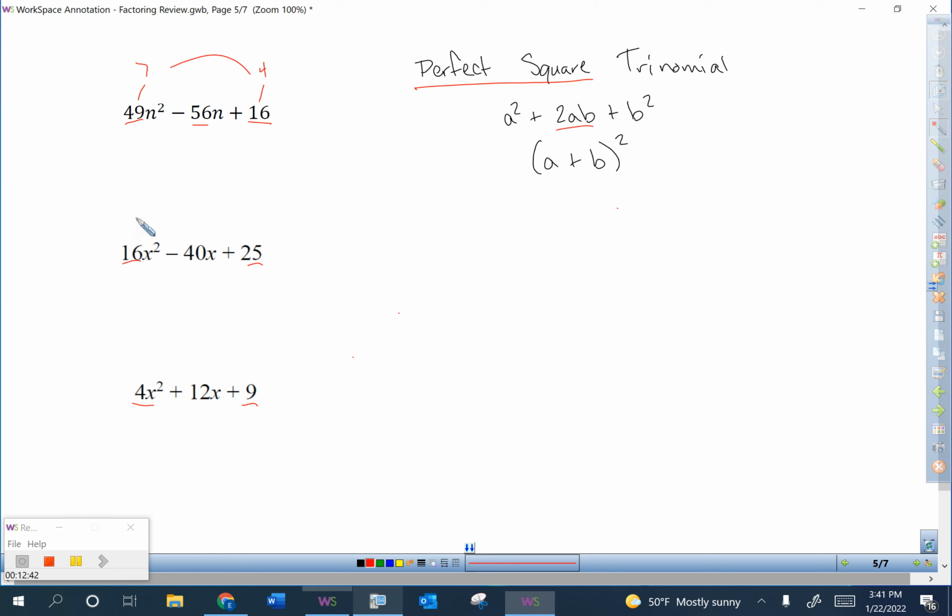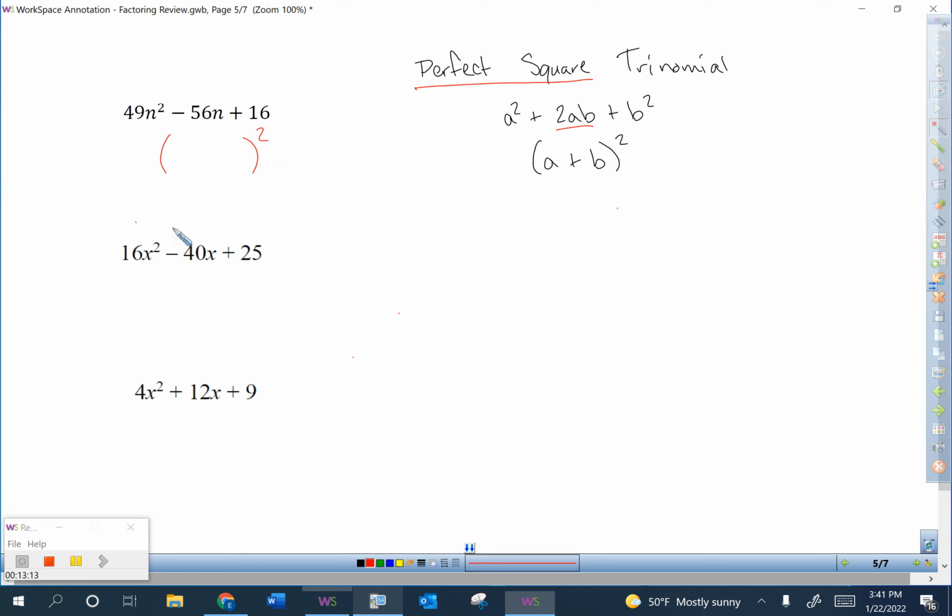Here, the square root is 4, the square root is 5. That's exactly doubled to get 40. Okay, and the same process is happening all the way. So that pattern has to happen, but once it does, the factoring pattern is always the same. A perfect square trinomial factors into a binomial squared. So here's how it would look.